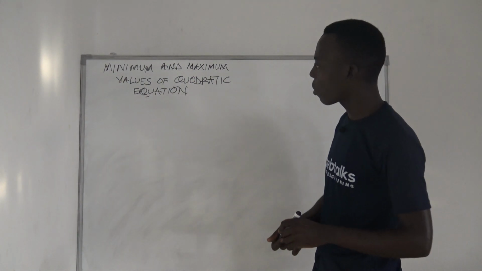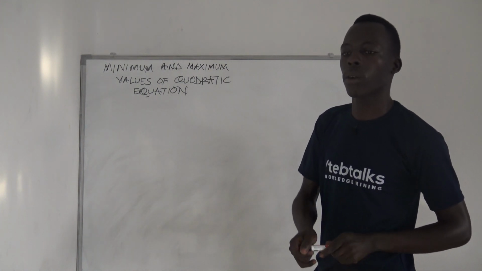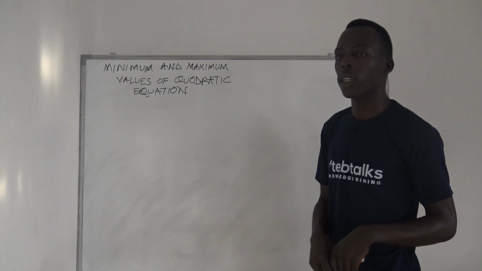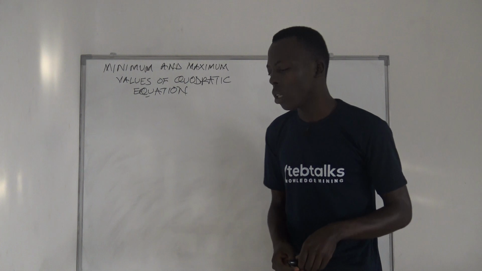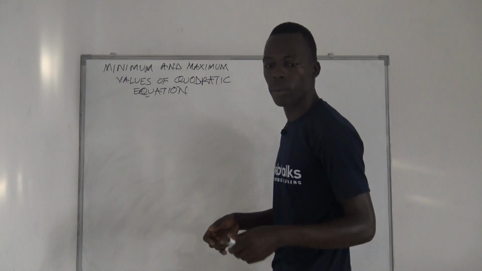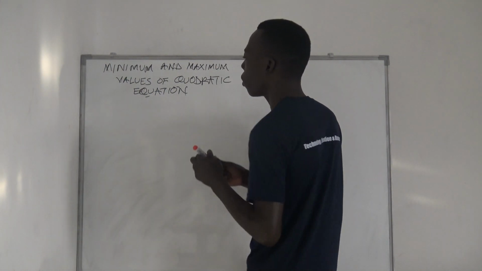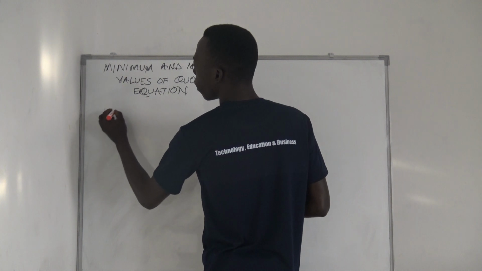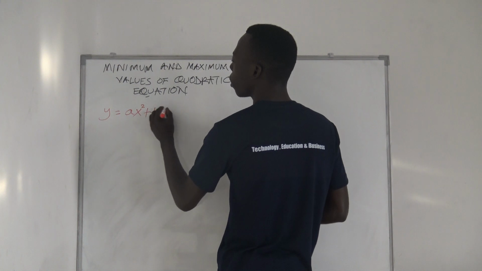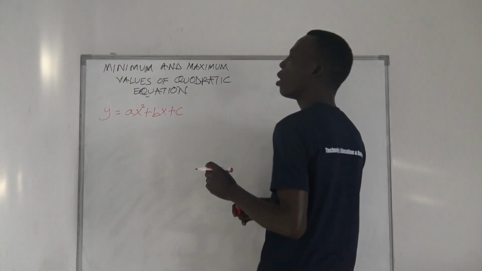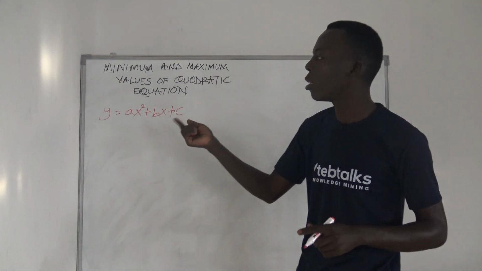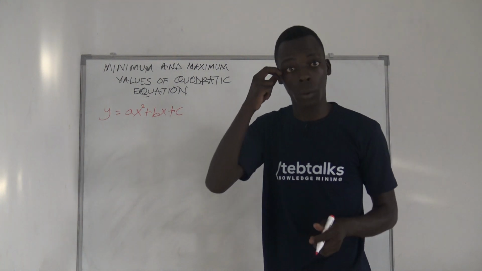Beginning with minimum and maximum values of a quadratic equation. For us to get the minimum and maximum values of a quadratic equation, there is something which we must first know. It is got from the general equation of a quadratic, which is given by y equals ax squared plus bx plus c. So it is from this equation that you get the maximum value of a quadratic equation.